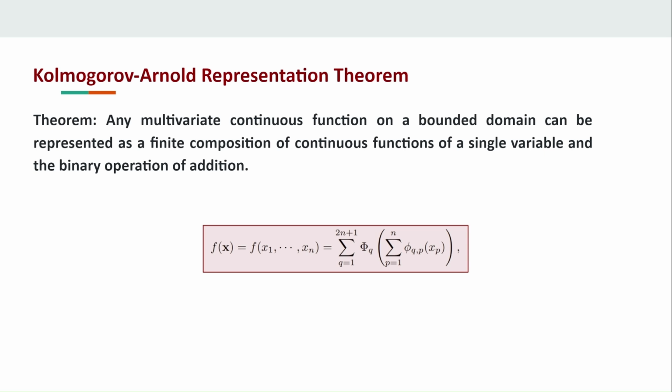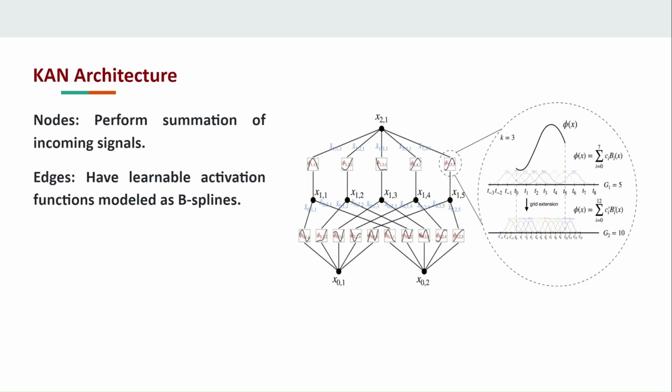So yeah, let's proceed. So the KAN architecture: the nodes perform the summation. So these are two inputs. There are 2n+1 nodes in the hidden layer, and finally we get the output. So this is a representation of the direct representation theorem that we saw in the previous slide.